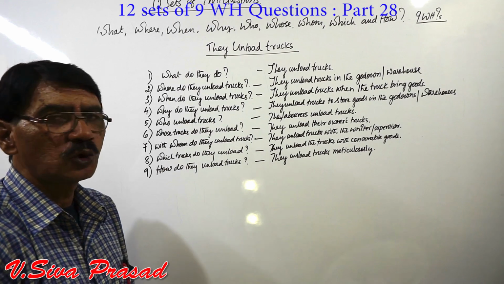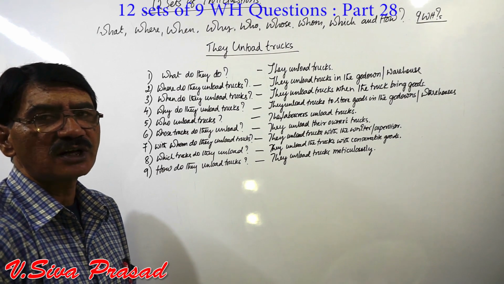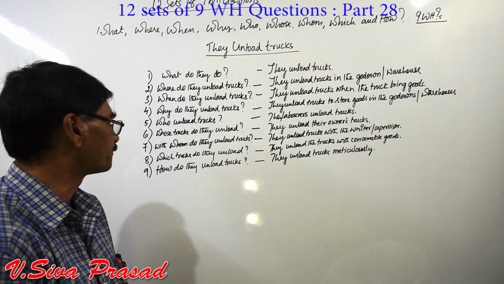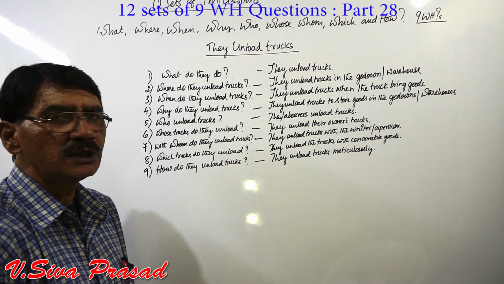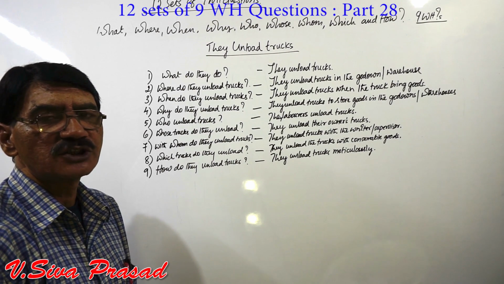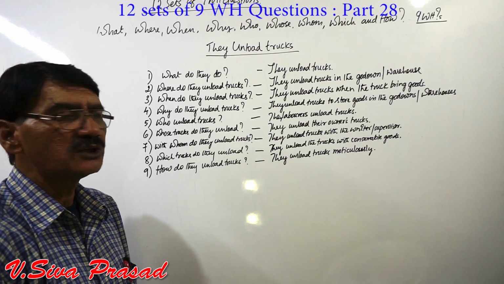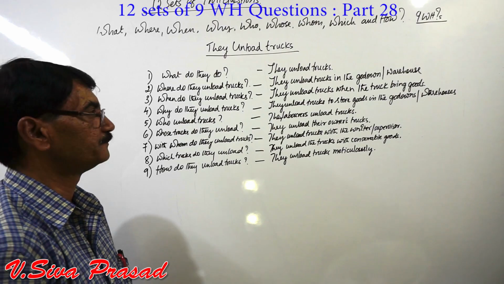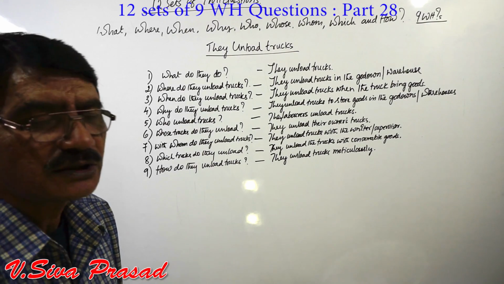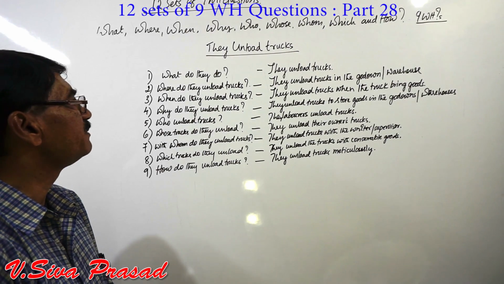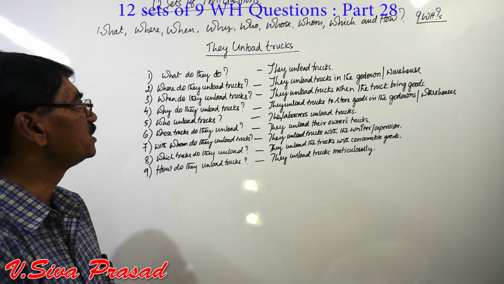With whom were they unloading trucks? They were unloading trucks with the writer or the supervisor. Which trucks were they unloading? They were unloading the trucks with the consumable goods. How were they unloading trucks? They were unloading trucks meticulously. That takes us to the sixth one. What will they be doing? They will be unloading trucks.